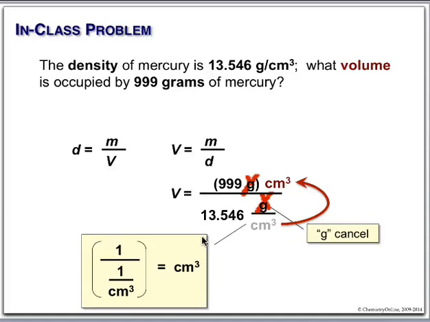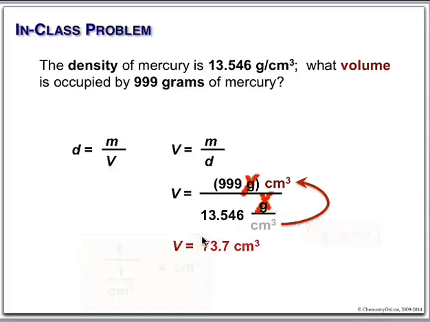Do our simple math. 999 divided by 13.5. 73.7 cubic centimeters.